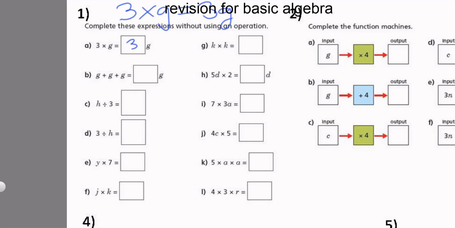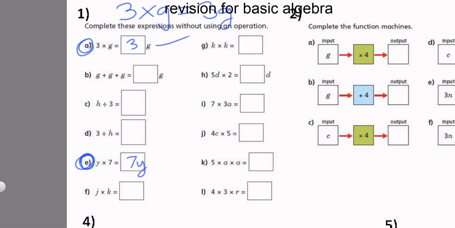Let's try similar questions. We've done question A. Let's try a similar one. Right, let's do question E over here. y times 7, 7y. Remember, the times symbol disappears. Number comes before the letter. Always put the number first and then the letter.